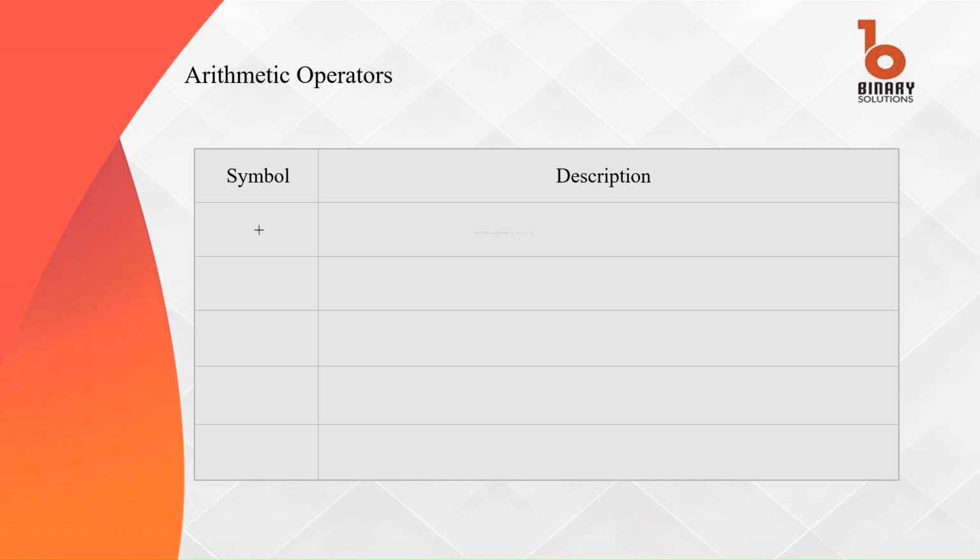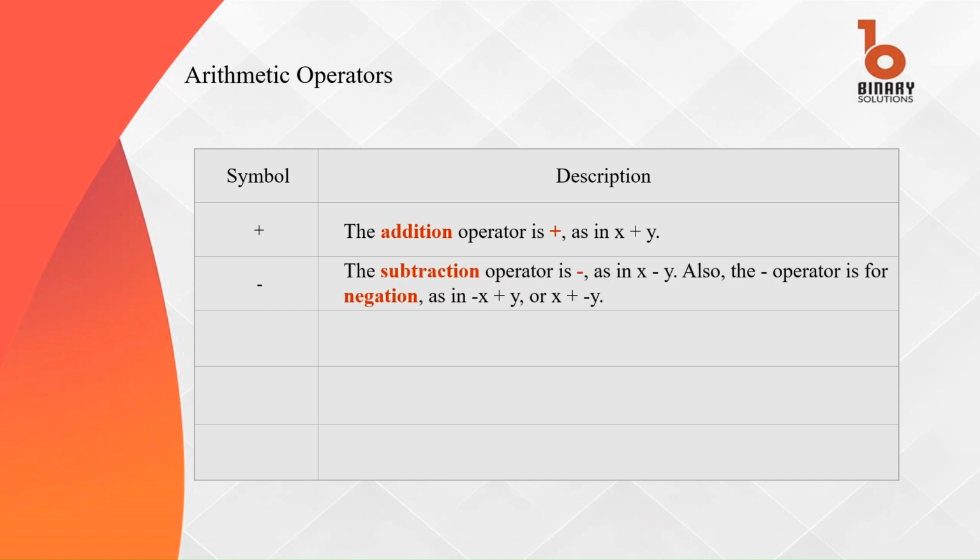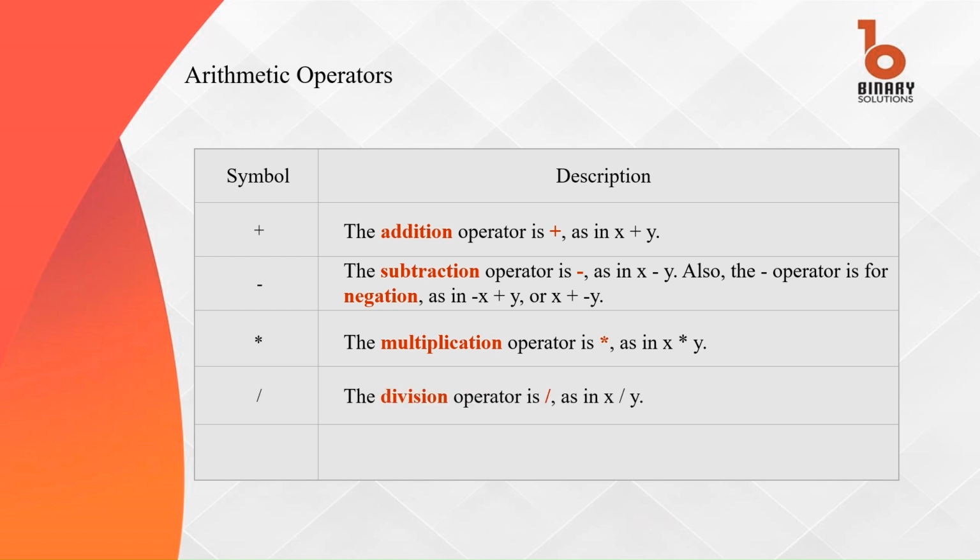The addition operator is plus, like in x + y. The subtraction operator is minus, used in x - y. You can also negate values, like -x. For multiplication, we use the asterisk, like in x * y. Division is done with the slash, as in x / y. And for exponentiation, we use the double asterisk, so x ** y means x to the power of y.